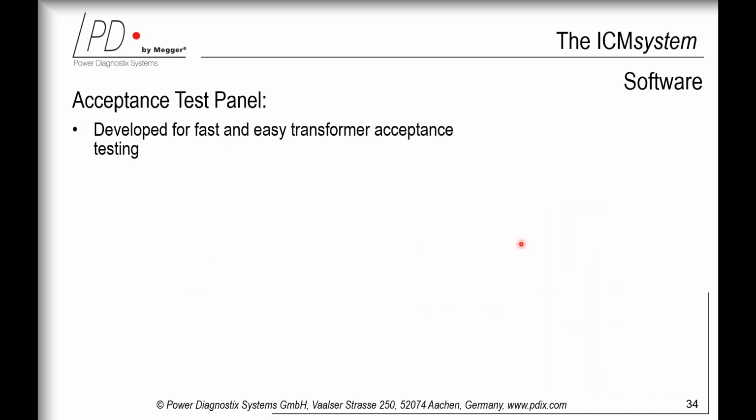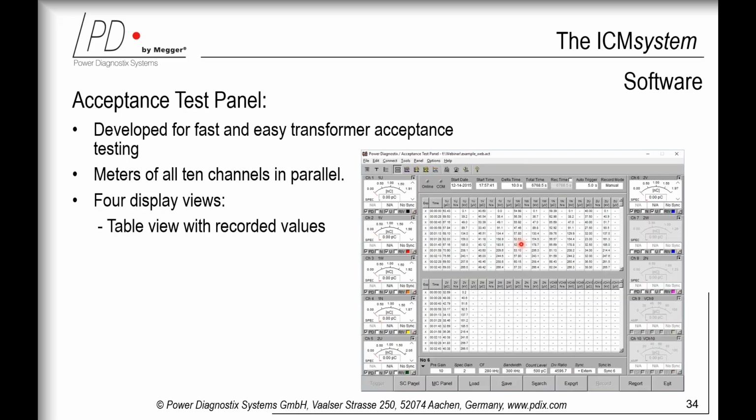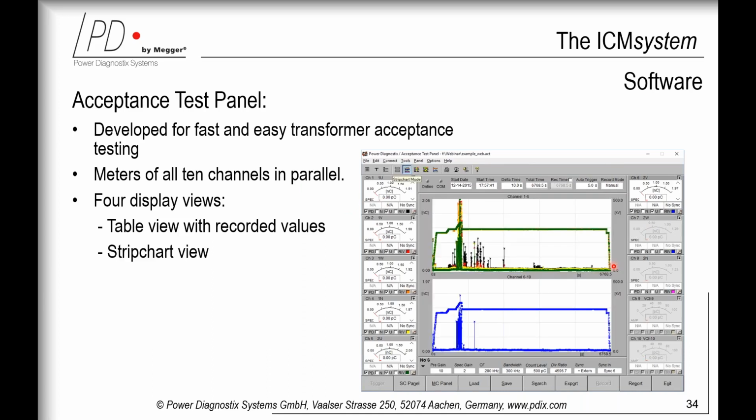The acceptance test panel has been developed with the intention to provide a mode dedicated to performing fast and easy transformer factory acceptance tests. Here the meters of all 10 channels are shown in parallel, 5 to the left and 5 to the right, while the center of the display offers 4 switchable views. The table view gives the recorded values during a factory acceptance test, a predefined strip chart view shows the measured voltages and PD values for the first 5 channels on top and for the second 5 channels on the bottom, and 2 live chart views.